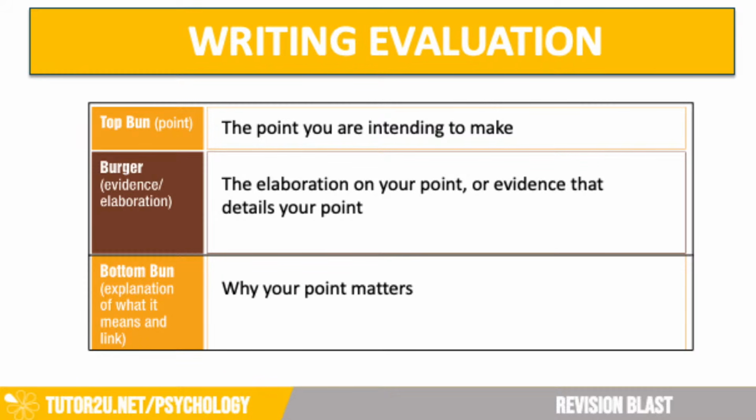So we're looking now at how we would structure an A03 point here. We like to use the analogy of a burger. The top bun is the point that you're making, the P. The burger, the meaty bit, is the elaboration on your point: the evidence, the examples, the details. That's very important. And then the bottom bun is the explanation of what it means and the link, so why your point matters. I like to teach my students to start this sentence with "this matters because," why is this important? Why are we sharing this information, essentially?